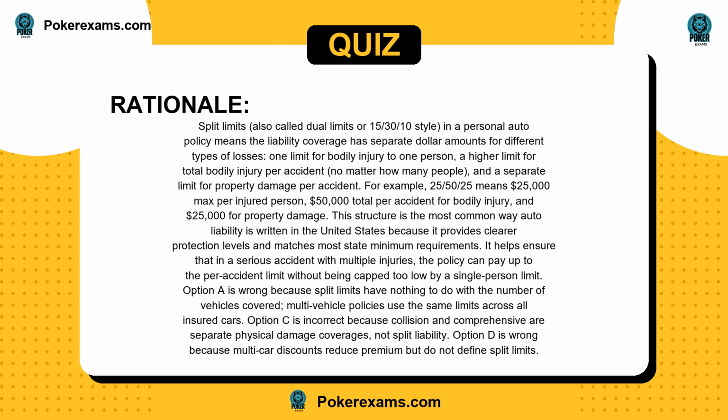Option A is wrong because split limits have nothing to do with the number of vehicles covered. Multi-vehicle policies use the same limits across all insured cars. Option C is incorrect because collision and comprehensive are separate physical damage coverages, not split liability. Option D is wrong because multi-car discounts reduce premium but do not define split limits.